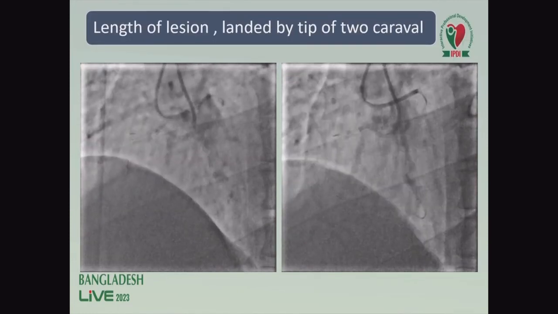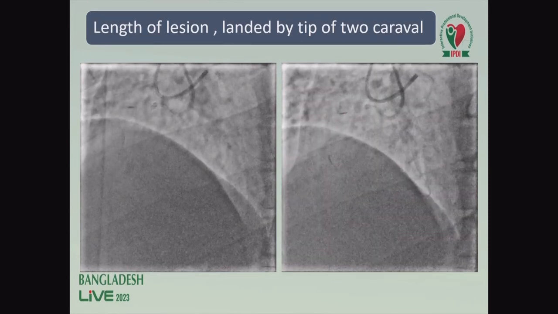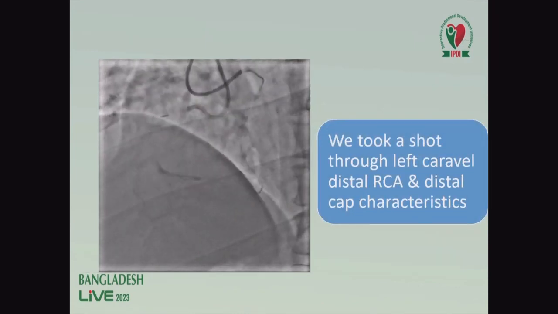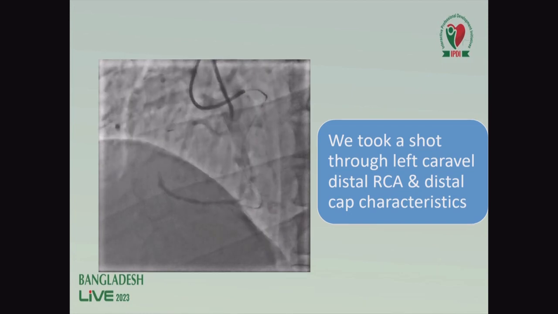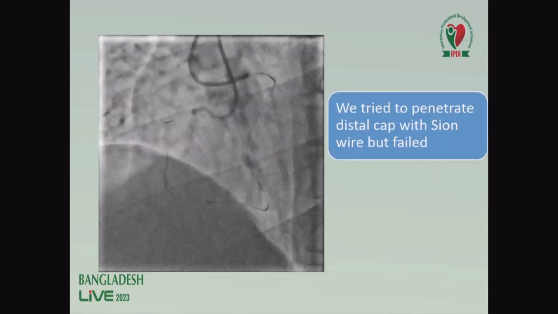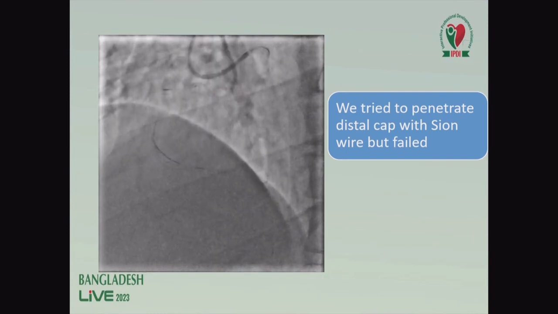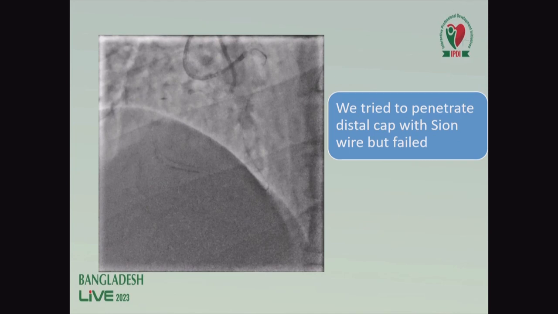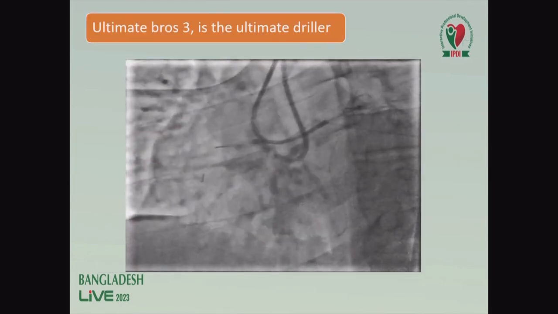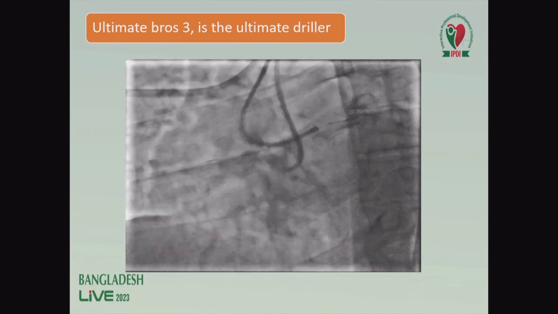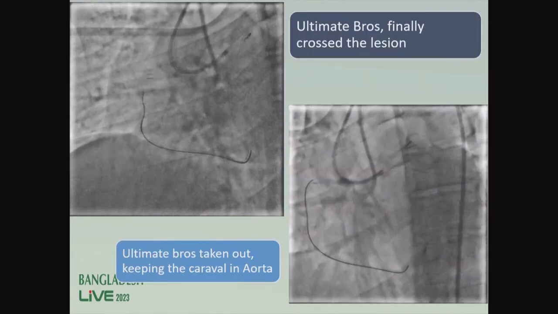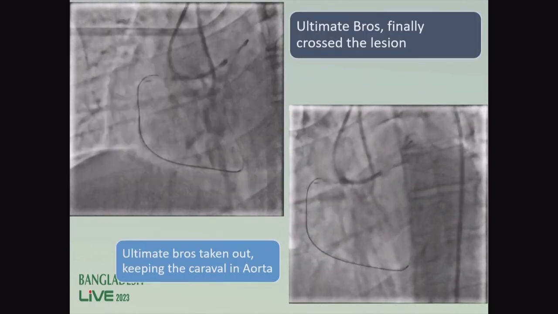And we took dual injection, and took a shot through the left Corsair for the distal RCA and distal cap characteristics. We tried to penetrate the distal cap with a Sion wire, but failed. Ultimately we took Ultimate Bros, the ultimate driller, and finally we succeeded and crossed the lesion.